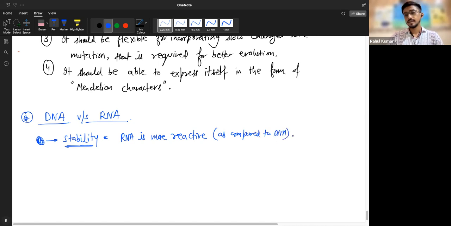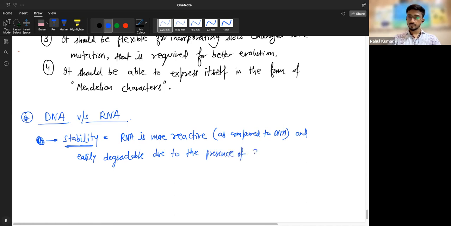As compared to DNA, RNA is easily degradable due to the presence of the 2' hydroxyl group in every RNA nucleotide. Is it clear, everyone?